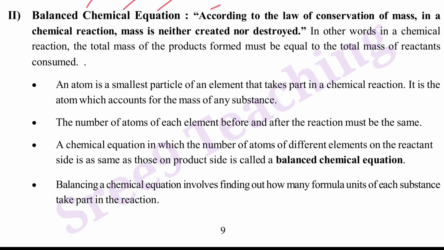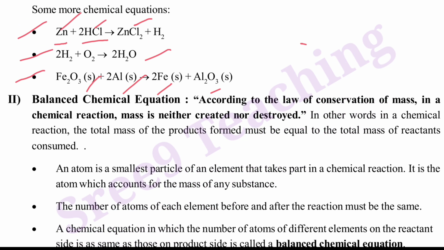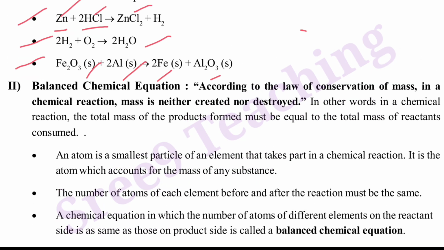Once again I am reading. According to the law of conservation of mass, in a chemical reaction, mass is neither created nor destroyed. In other words, in a chemical reaction, the total mass of the products formed must be equal to the total mass of reactants consumed. It means that in the above three equations, whatever substances are participating in a chemical reaction, their mass equals the mass of the newly formed products on the right side.